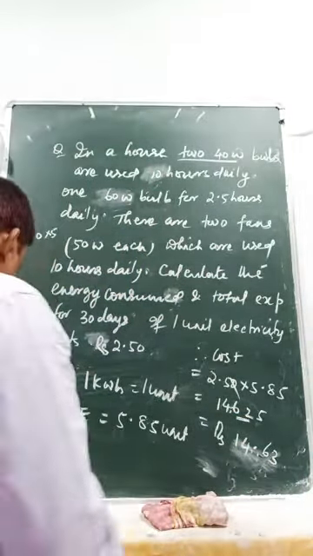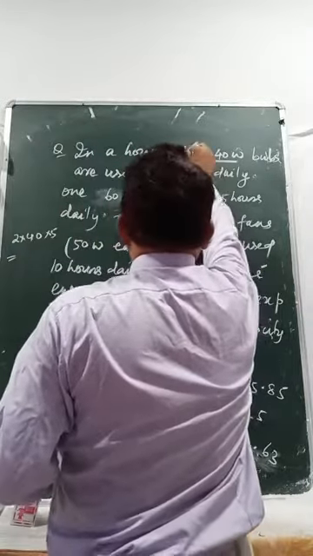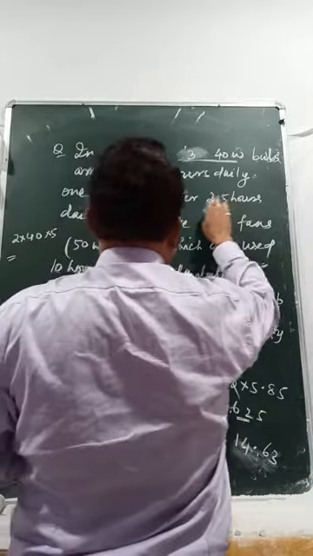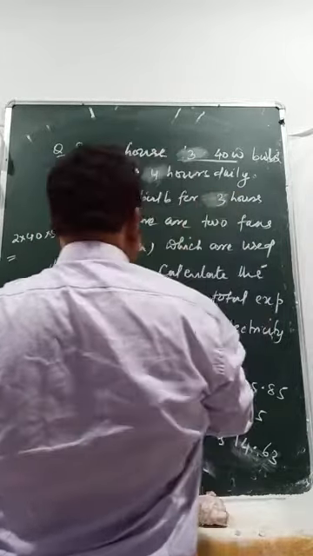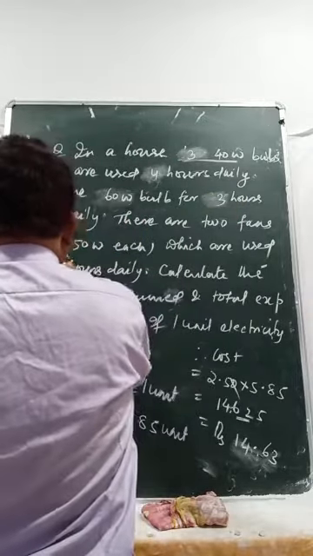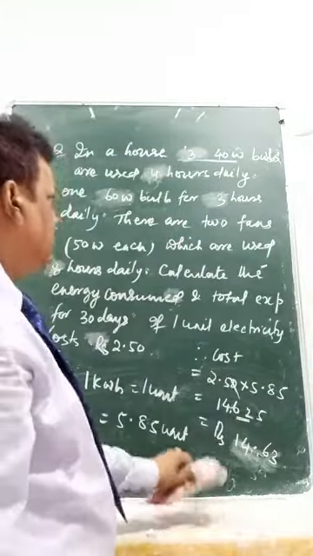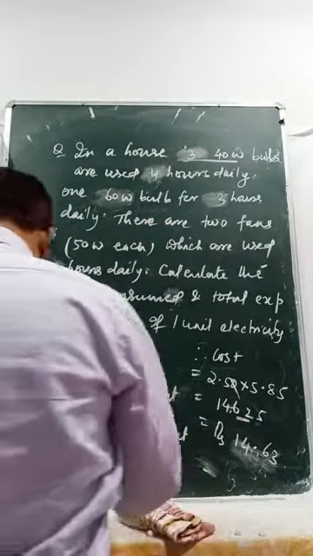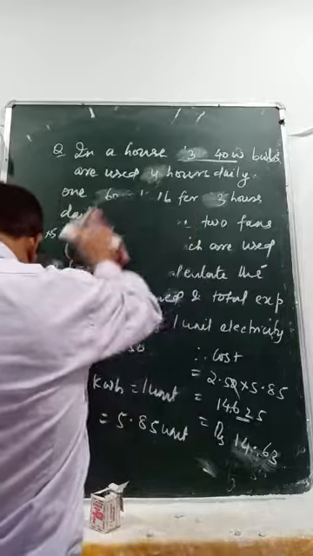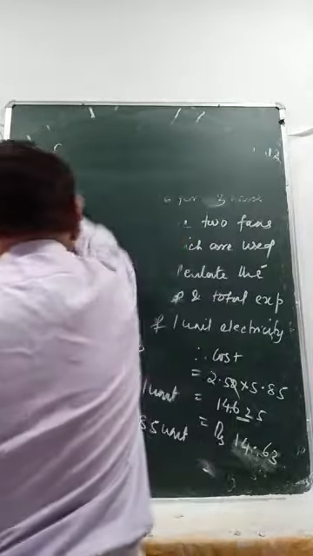So you can try one question on this: bulbs for 4 hours, 60 watt for 3 hours, 2 fans 50 watt each, which are used for 8 hours. Now you can find out how much it is coming. Okay, now this is all about this. Now let me take another question.